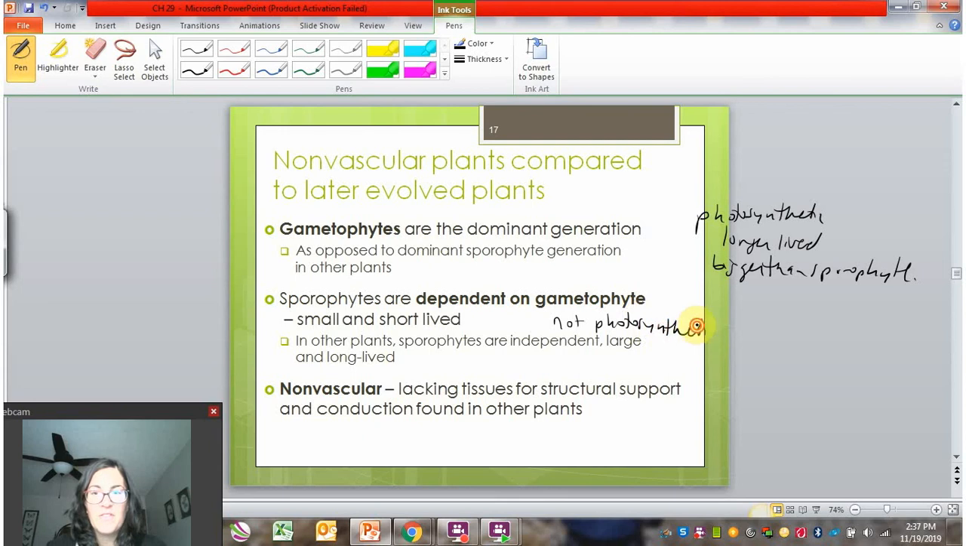Again, they have to feed off of the gametophyte. This will be the opposite in other plants. The sporophytes will be photosynthetic in other plants. And then the third trait, and this is the one that's not related to the life cycle, is where their name comes from, non-vascular. So the non-vascular plants lack tissues for structural support and conduction found in other plants.